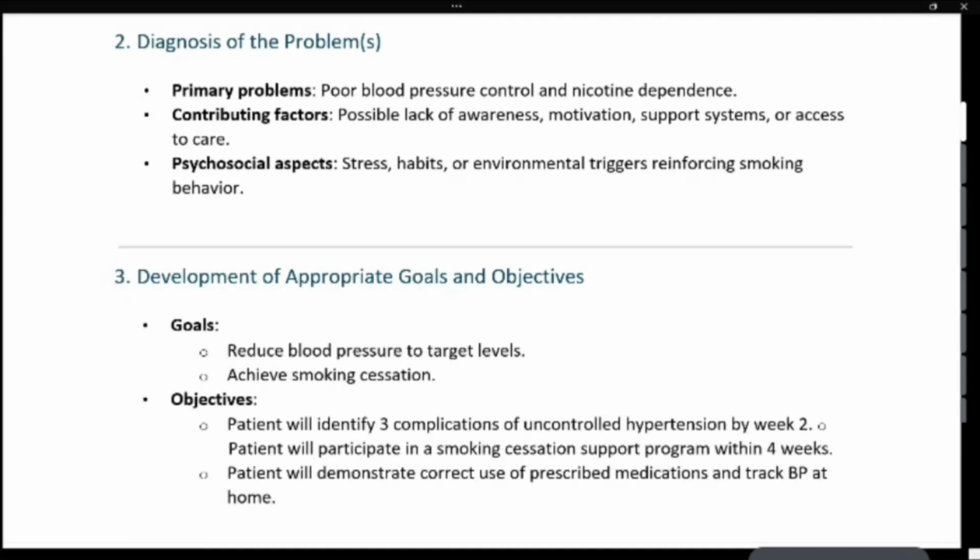Goals: reduce blood pressure to target levels. You know the normal blood pressure levels, for example, systolic is from 90 to 120, then diastolic is 60 to 90. Then another goal is to achieve smoking cessation. Most of the objectives are patient centered. For example, the patient may choose to identify three complications of uncontrolled hypertension by week 2.